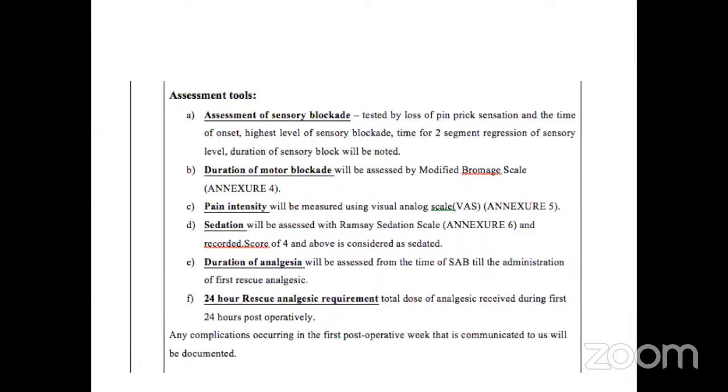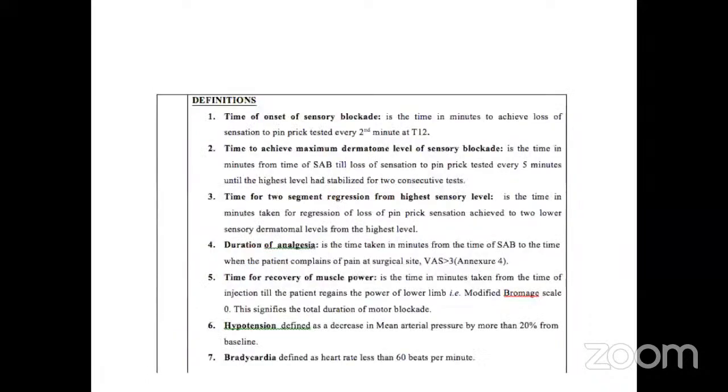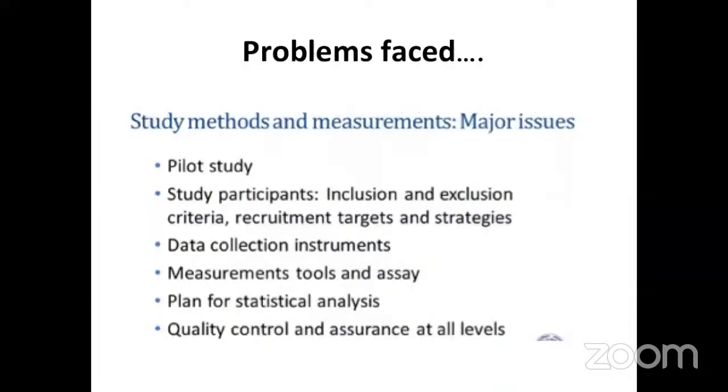For example, you are doing a study on, as I told, intrathecal buprenorphine on post-op analgesia. You should define, if you're talking about duration of analgesia, what you mean by duration of analgesia. That has to be clearly defined. And then what are the other parameters you're going to study along with that? That also has to be clearly defined in your assessment tools and definitions. So that's how you prepare a nice synopsis and then submit to the institution ethics committee, and then finally it is approved.